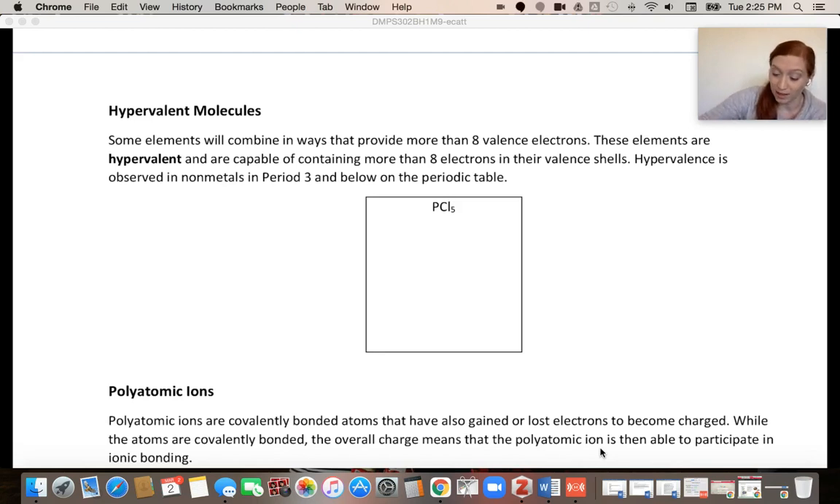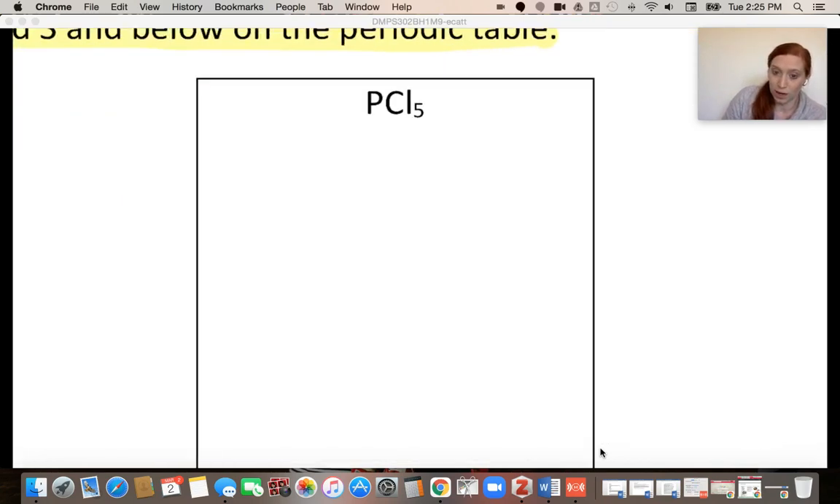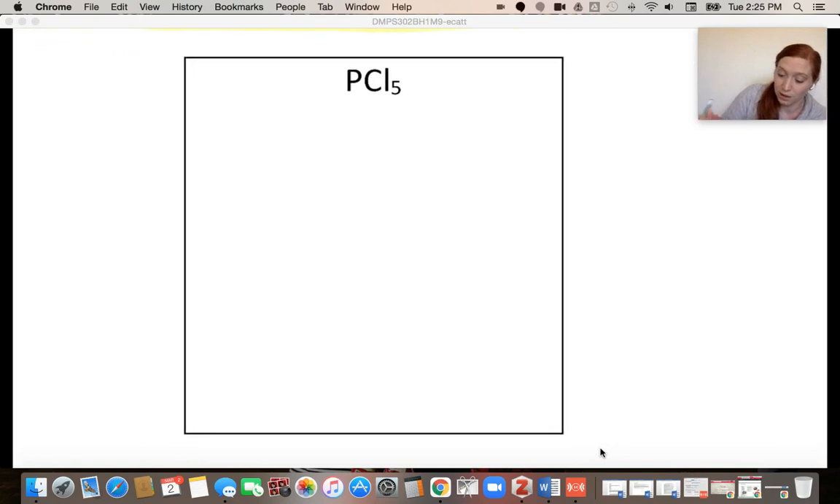We call these hypervalent. And these, again, are going to have more than 8 valence electrons in their valence shells. And we will see this in non-metals in period 3 or below on the periodic table. We're just going to look at one example of this, and this is going to be phosphorus pentachloride, or PCl5.